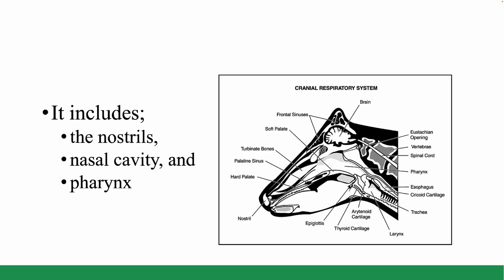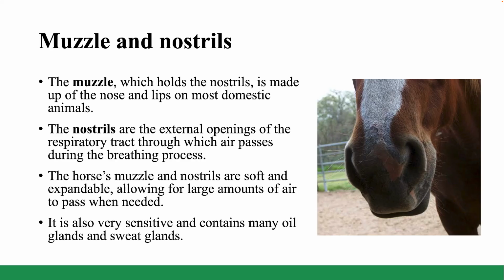Briefly, the upper respiratory system includes the nostrils, the nasal cavity, and the pharynx. And in animals, in addition to the nostrils, we have something known as the muzzle. The muzzle is what holds the nostrils. This area here is known as the muzzle. It contains the nostrils, the nose, and the lips.